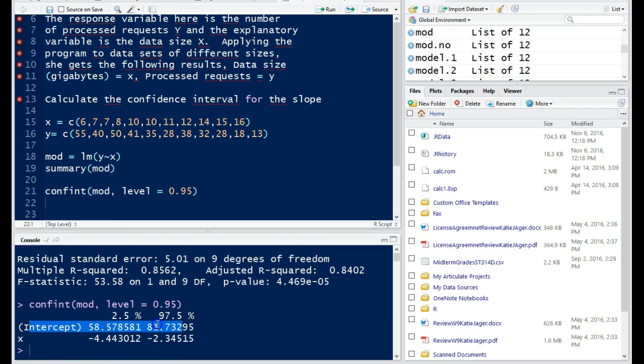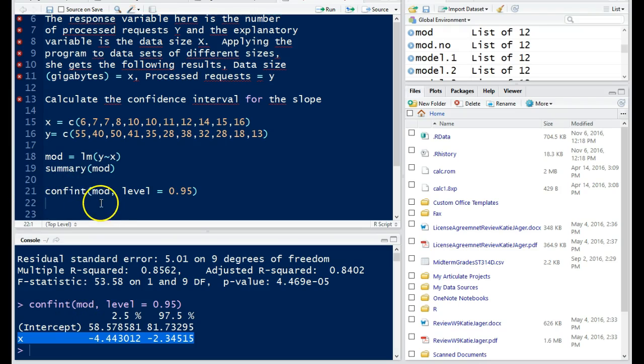Again, we don't really care about the intercept so much. We care mostly about the slope. So what this is telling me is that on average, with a 1 gigabyte increase in the data size, the number of requests should decrease by 4.44 to 2.35 according to the 95% confidence interval. So it's going to change between 4.44 and 2.35 for the number of requests, with a change in our explanatory variable, which is the size of gigabytes.